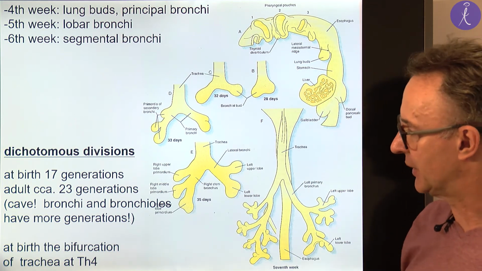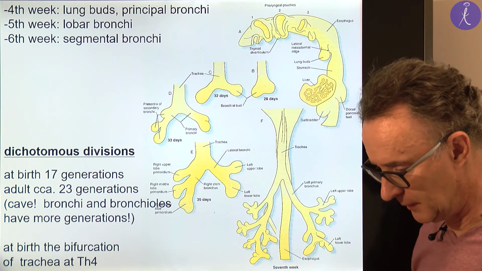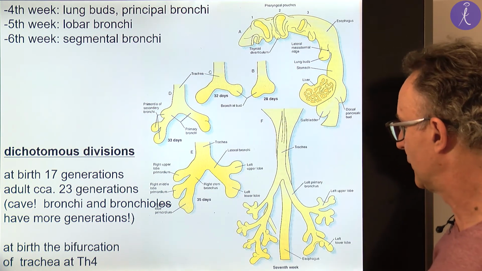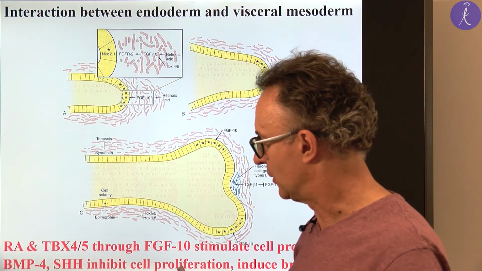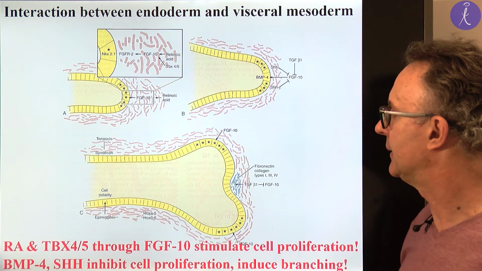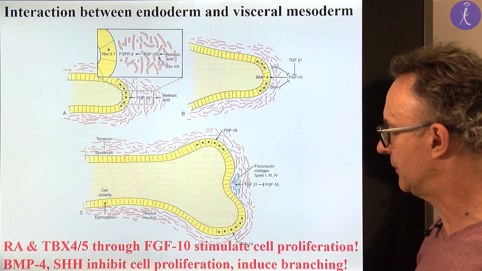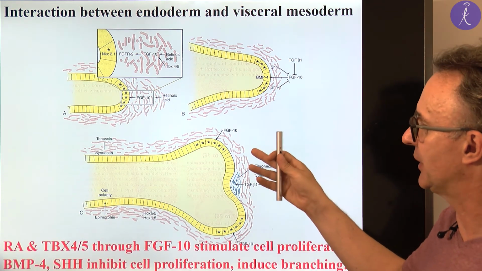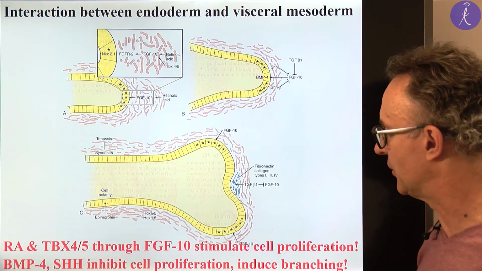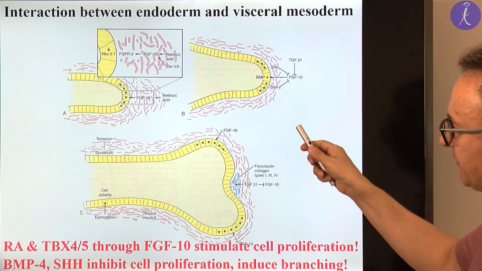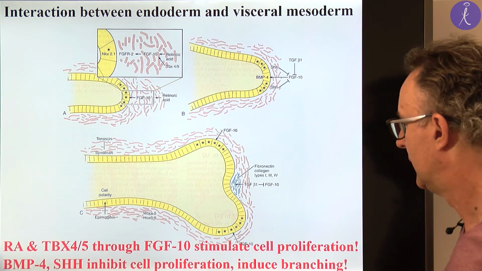And the bifurcation will be the first division at the level of the fourth thoracic vertebra. It is not important, but I wanted to include some molecular biology in the lecture. It shows what factors control the bifurcation, because we have here a nice interaction between the endoderm tube, yellow, and the surrounding visceral mesoderm. We have factors which induce the proliferation of the endoderm tube.